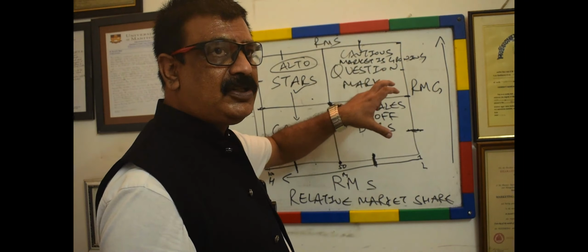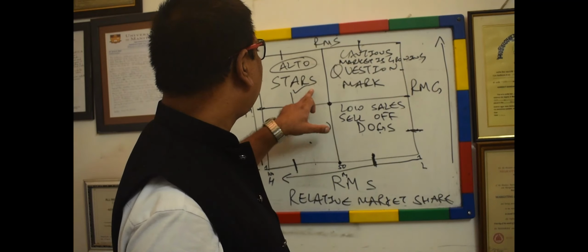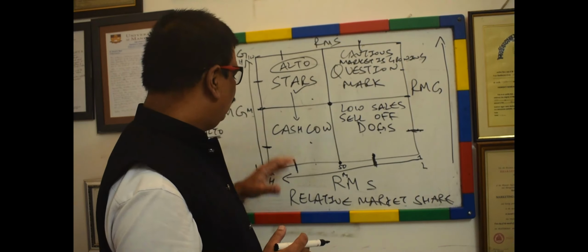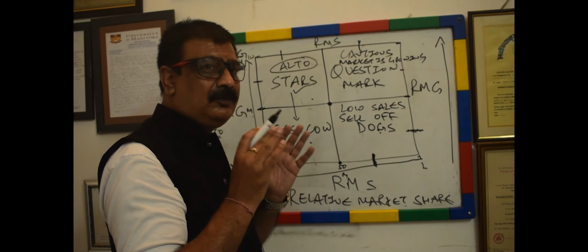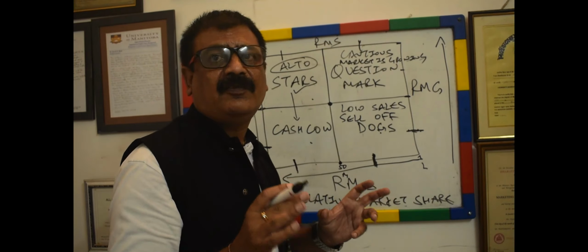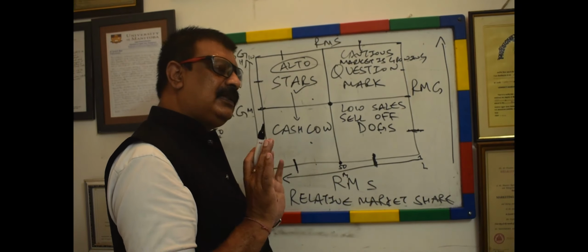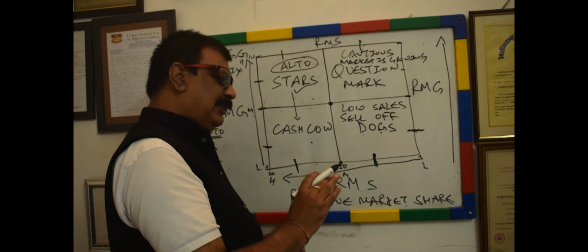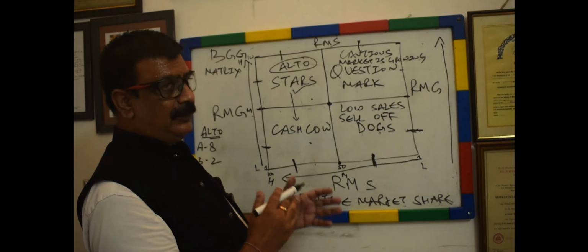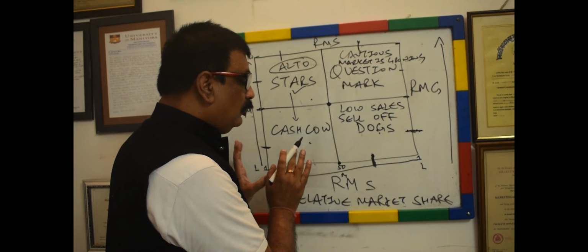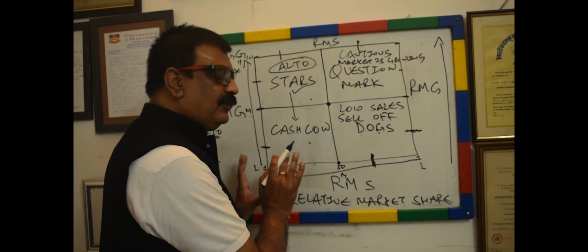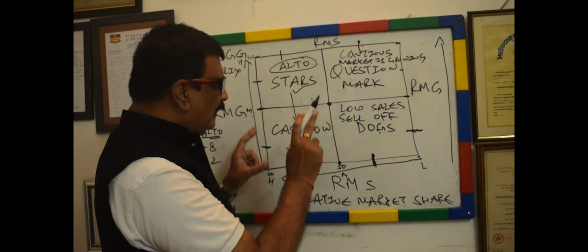Question mark, be cautious because the market growth is with your side. Star, the market growth is with you, the market share is with you, but to maintain that, it takes a hell of a lot. Cash cow is the safest position in a way. Market is growing considerably, and in that considerably growing market, you are the most successful. Right, so this is about BCG metrics.